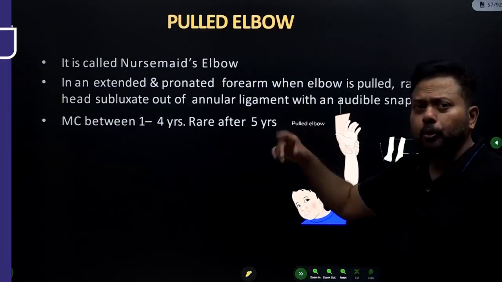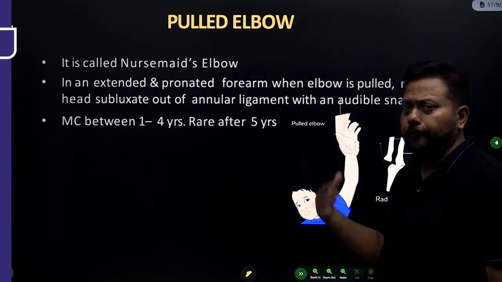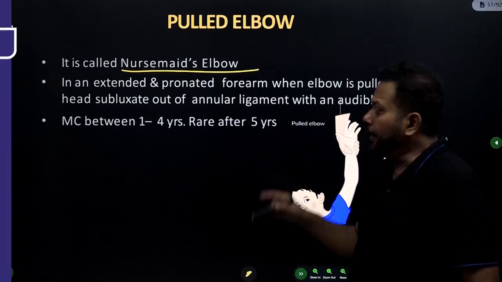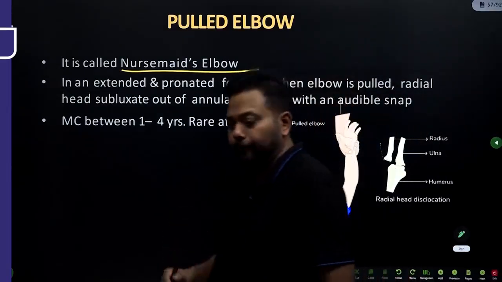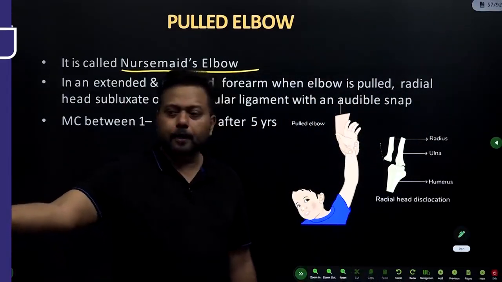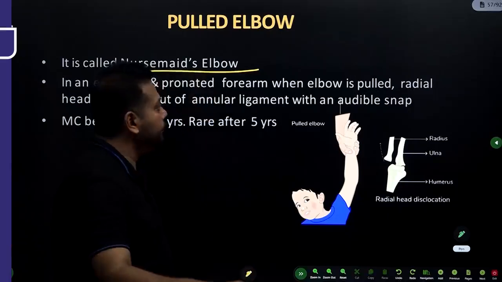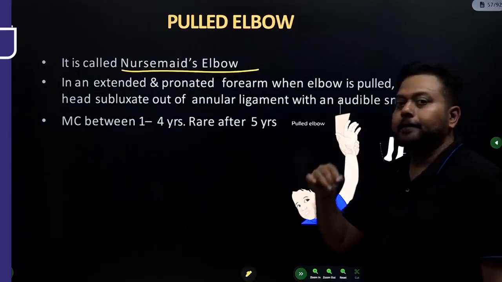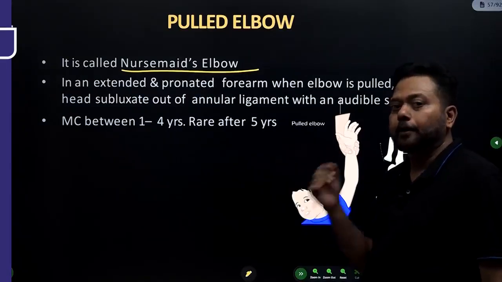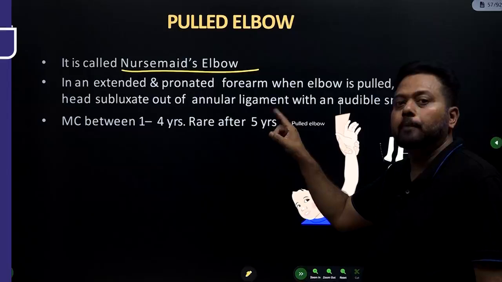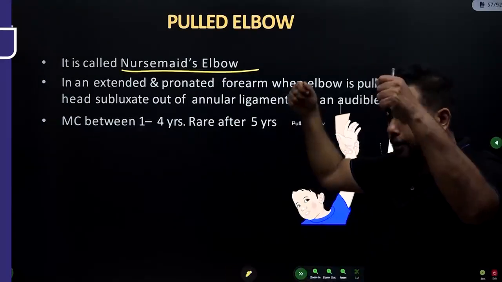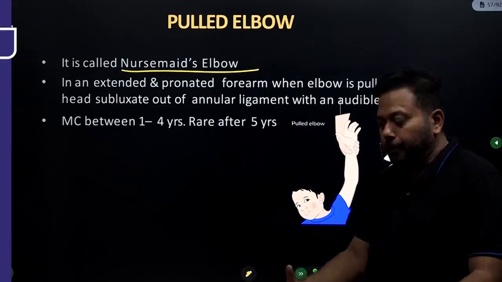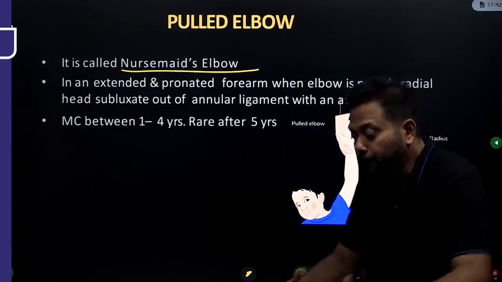Now, you should know pulled elbow. Very, very frequently asked question. This is otherwise called nursemaid elbow, pulled elbow. When the forearm is extended and pronated, and the elbow is pulled in a child, the radial head gets subluxated and comes out of the annular ligament with a snappy sound. That is called pulled elbow, that is called nursemaid elbow. When you want to carry the baby and just lift the baby, you should lift from the shoulders like this.